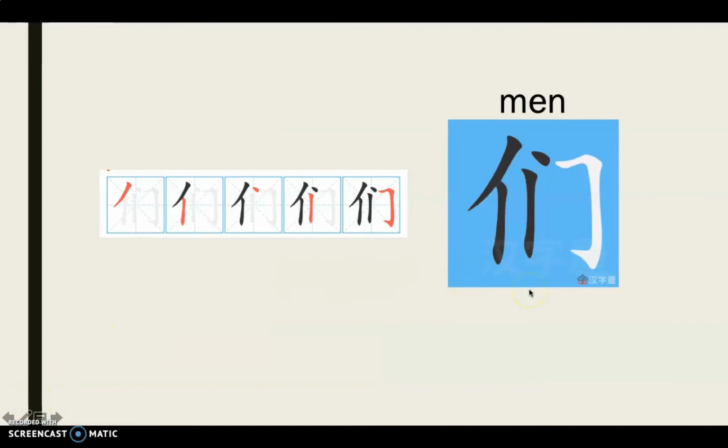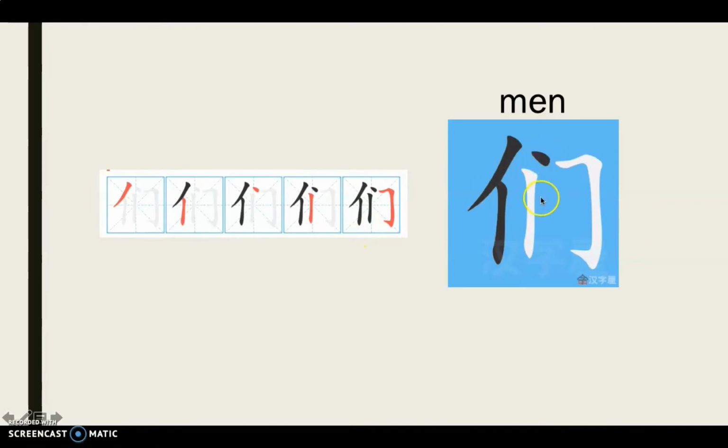The last character for this week is 们. This character is called the plural sign for people. In English we have singular and plural. For example, student is singular, 1 student, and students, 2 students. When you put an S after student, it becomes plural. So in Chinese, we don't have alphabets, but 们 is almost like the S for people. When we put 们 after a pronoun or student, it means there are more than 1, okay?